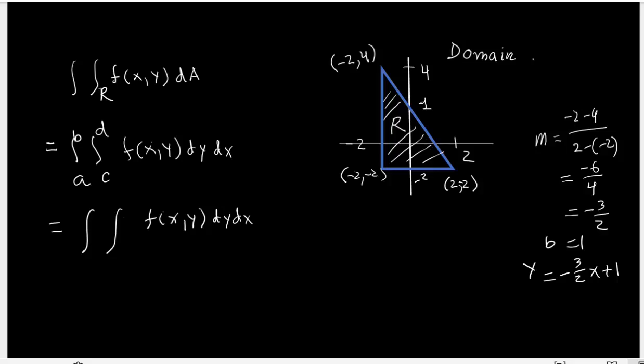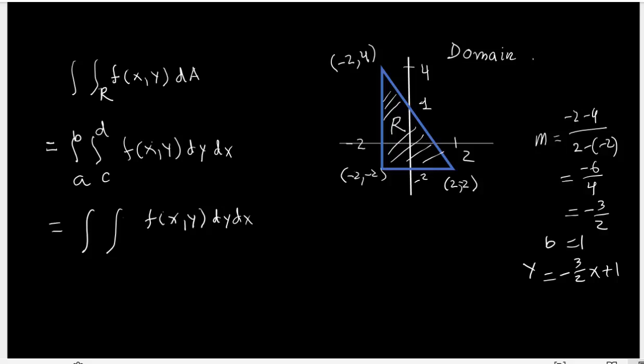We are given a double integral over the domain R, and the function above the domain is f of x, y dA. So dA is the area of this triangle, which can be written as a differential dy dx. So the limits, if you see, are from a to b for x, and c to d for y. So we need to see the equation of the line, the slant line you see there.